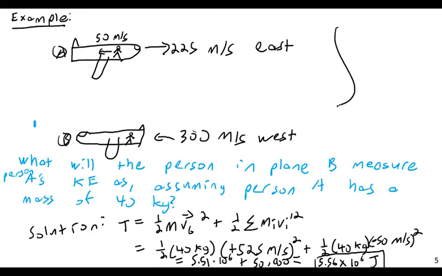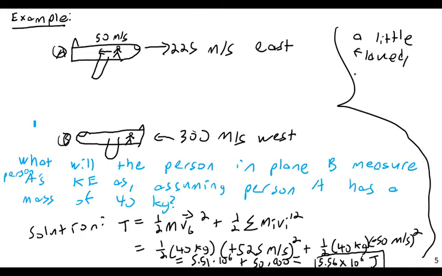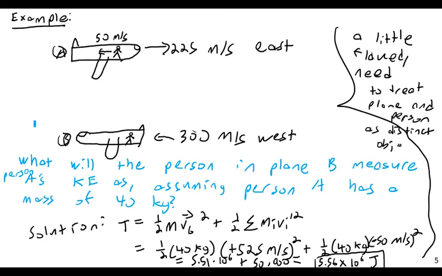So that example is a little flawed. We need to treat plane and person as distinct objects. We can probably do better. Okay, and we will see some more of that as we go along. We'll see some better examples.